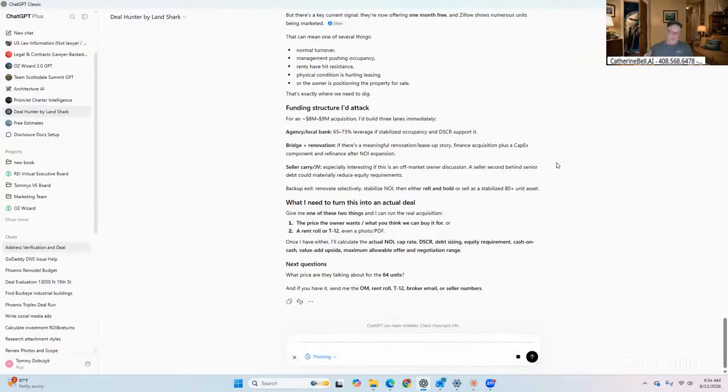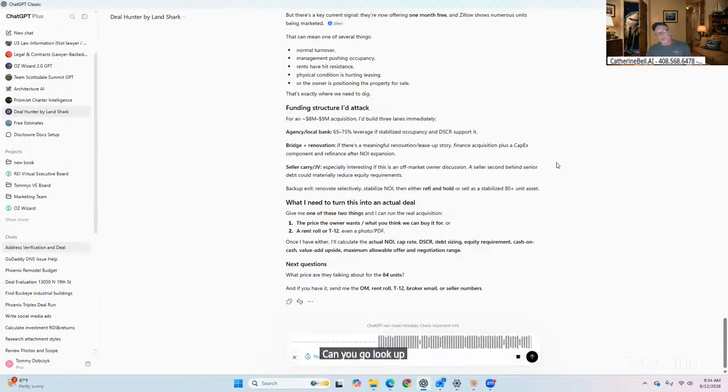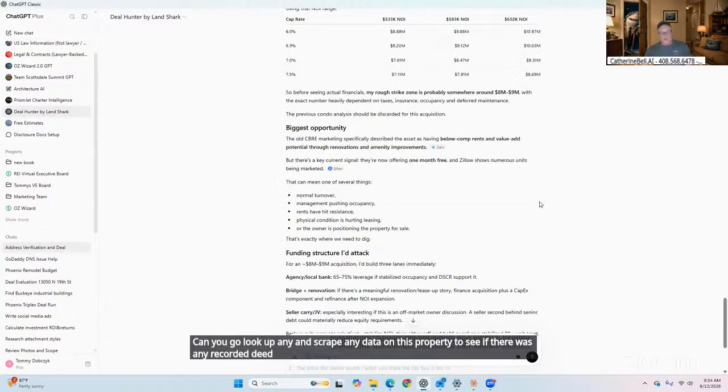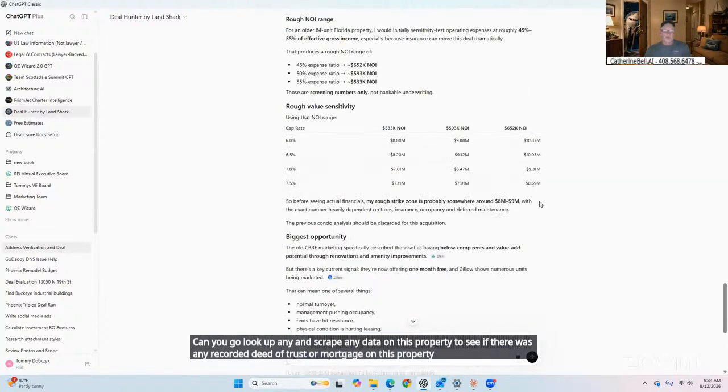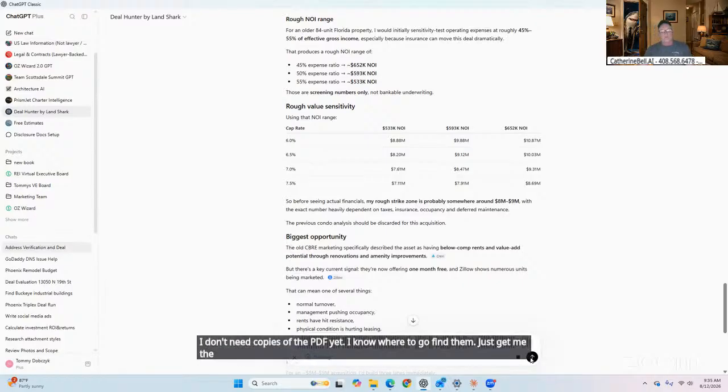This property is located in the state of Florida, and I know that all deeds and all mortgages and all documents related to finance are recorded at the recorder's office. Can you go look up and scrape any data on this property to see if there was any recorded deed of trust or mortgage? And if so, what was it and when was it? Get us back the information. I don't need copies of the PDF yet. I know where to go find them. Just get me the information that's on them and bring it back.